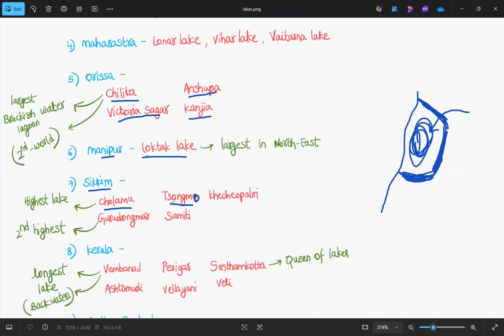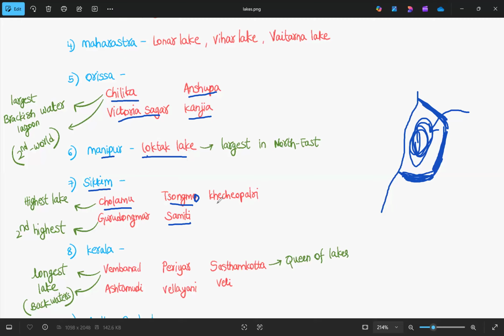Songmo Lake is also in Sikkim. And then the next one is Samiti Lake, which is also in Sikkim. And the fifth one is Kichiopalri, which is also a Ramsar site. So these are the 5 lakes in Sikkim.